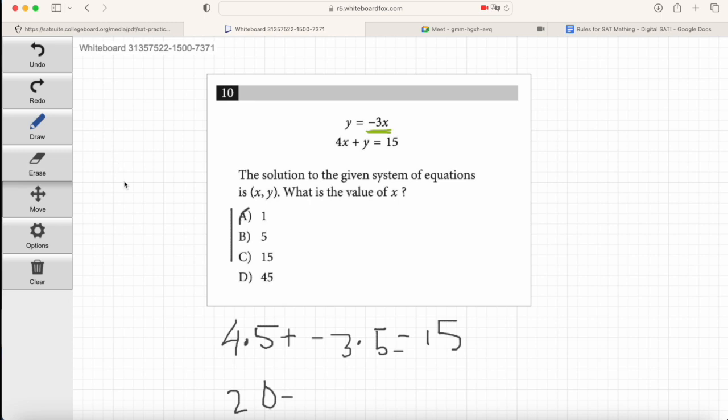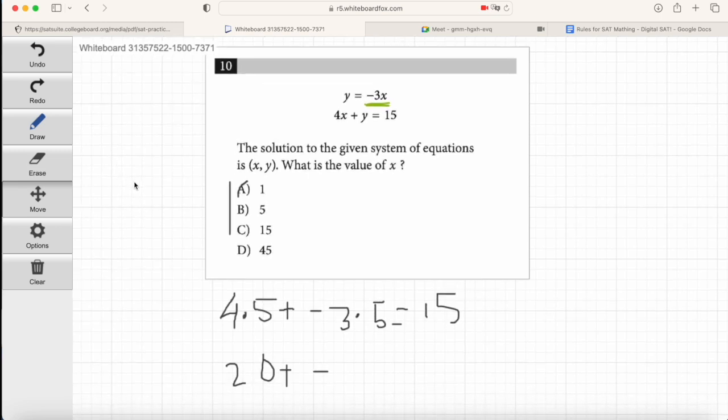20 plus negative 15. It's going to just be 20 minus 15. Yeah, 20 minus 15 is 5. So that wouldn't work. That doesn't either. We're looking for 15. Let's try answer choice C. I'm going to clear some space here for it. Oh, I think I erased.